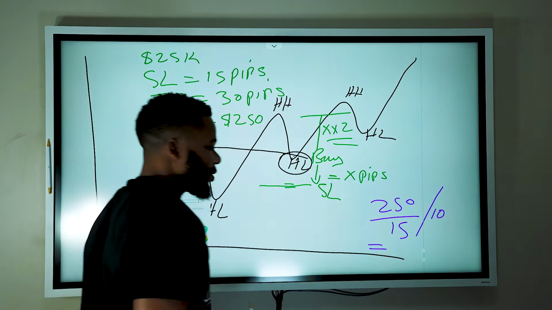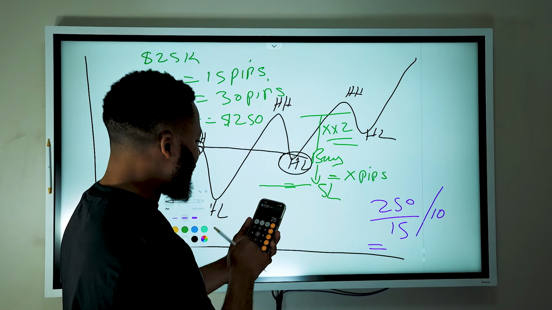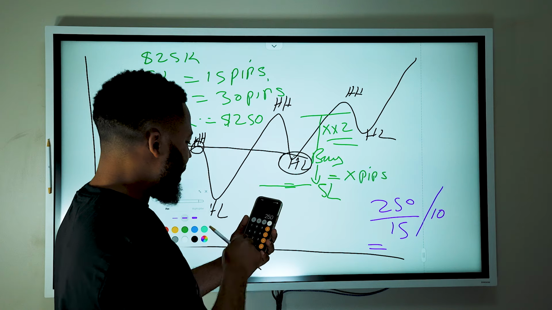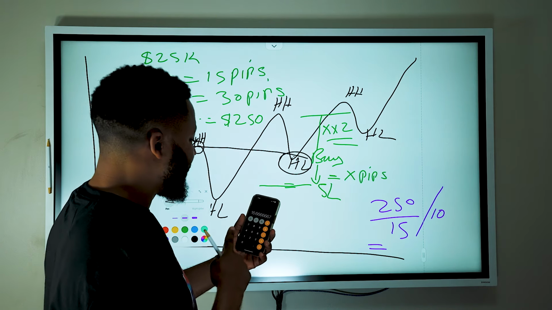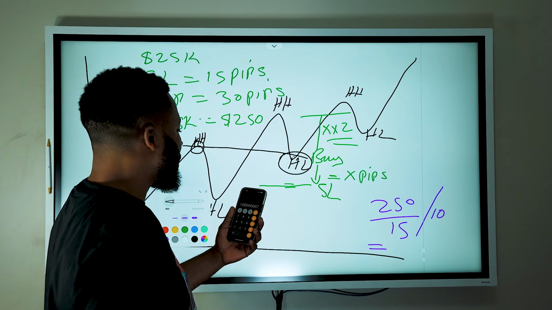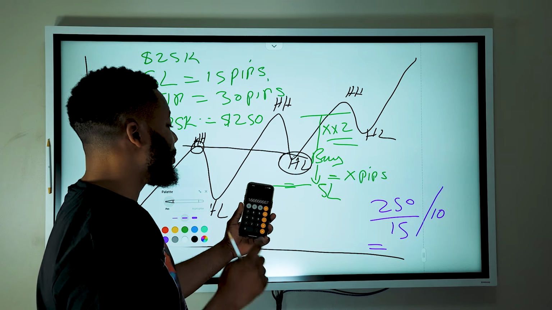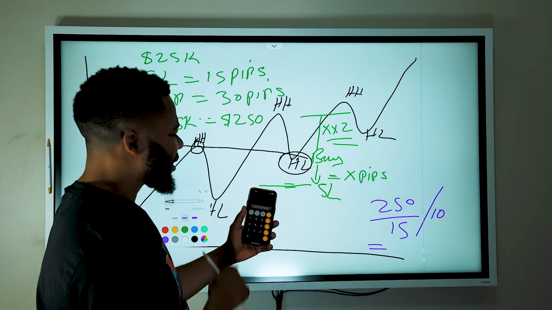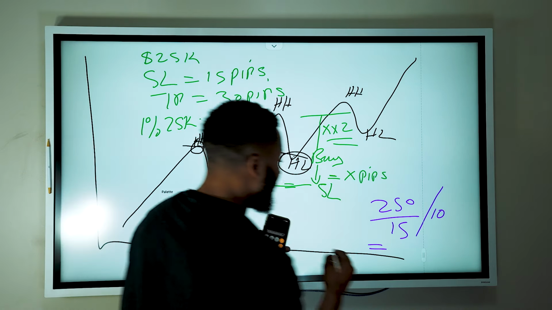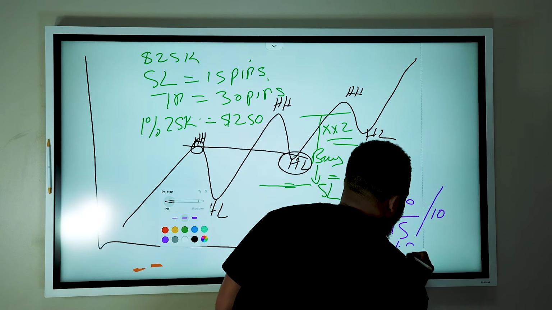What will be the answer? Let's quickly do it and see. Let's do it together. So we're dividing 250 by 15, which is 16.66. Then you divide that by 10. So the lot size we're going to be using on this particular trade is going to be 1.7. It's 1.6666, but you just take the first decimal place, which is 1.7. So lot size is equal to 1.7.